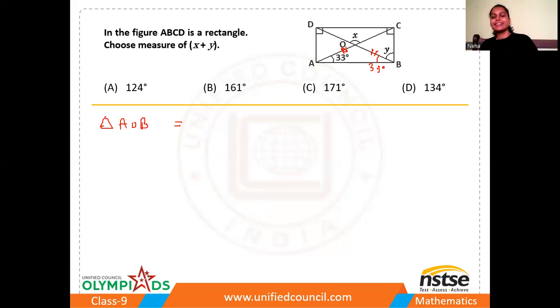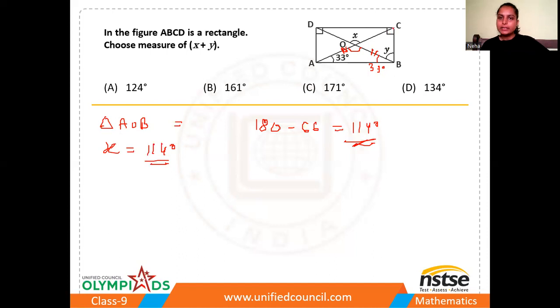Now I have my first answer. This angle is 33 degree, this angle is 33 degree, the sum is 66 degree. So what about this angle? The sum of all the angles of a triangle is 180 degree. So this angle is 180 minus 66, which is 114 degree. So x is just opposite angle. So x is nothing but equals to 114 degrees. Correct? Alright, that is done. Perfect.